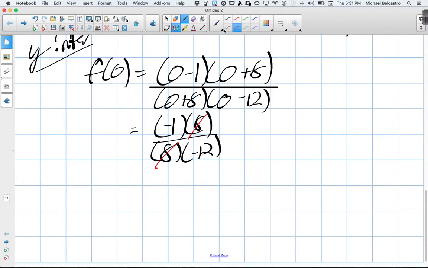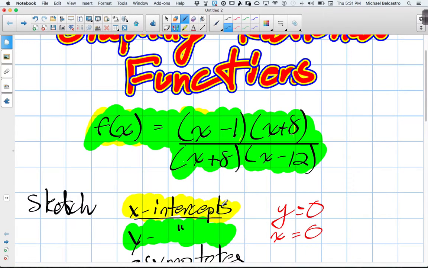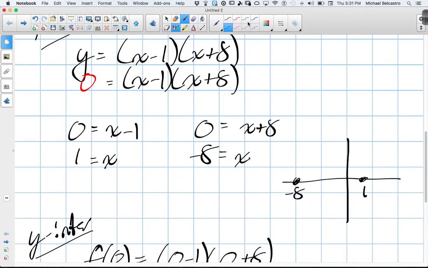These cancel out. So I'm left with negative 1 over negative 12, which is 1/12. So the y-intercept is at 1/12, which is probably there if, let's say that was 1. That's where the y-intercept is. So we cross over at that point.